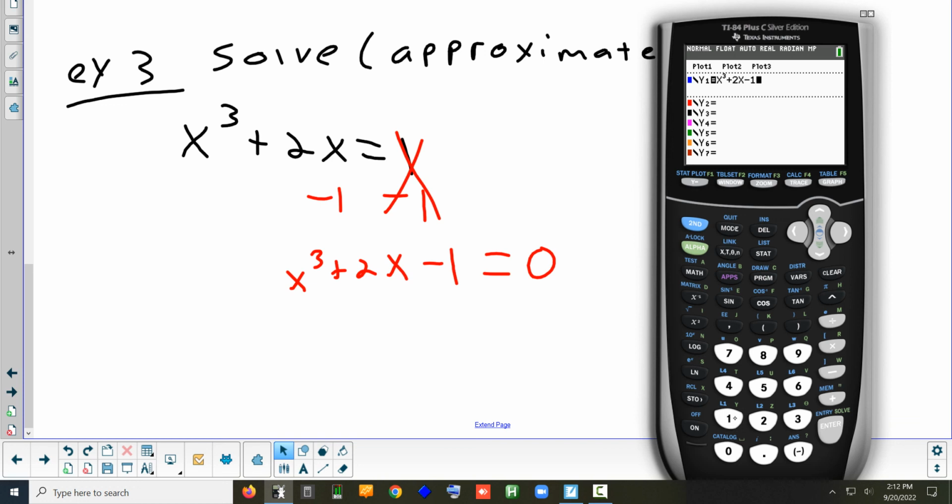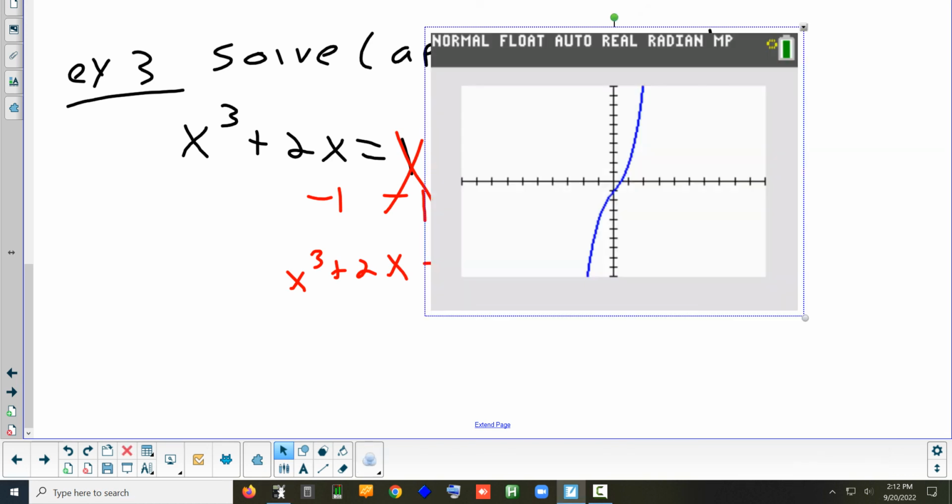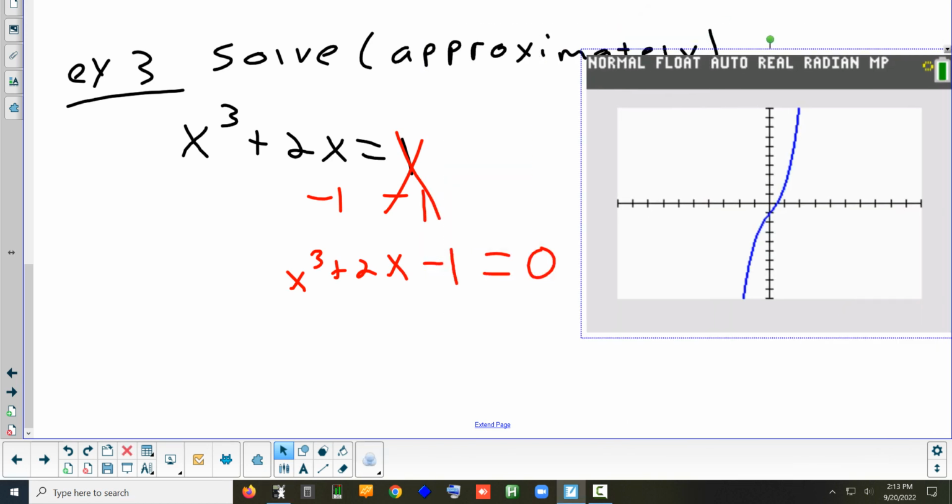minus 1. Now, my window is all messed up from the zooming I did on the last problem. So I'm going to just do zoom 6, reset the whole thing. And I want to see if I see a bend or I see a turn. In this case, I see a bend. And that's it. That's all you're going to see. No matter how much more you zoom out, this is just going to keep going like that. That's just going to keep going like that.